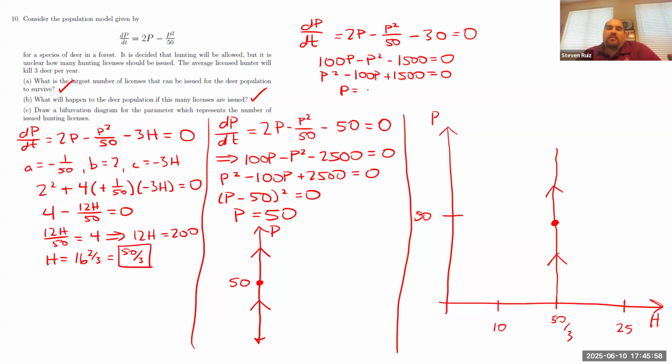So P equals 100 plus or minus the square root of B squared. So 10,000 minus 4 times 1500, so 6,000, all over 2. So I get 100 plus or minus the square root of 4,000. What is the square root of 4,000? 63.25, all over 2.